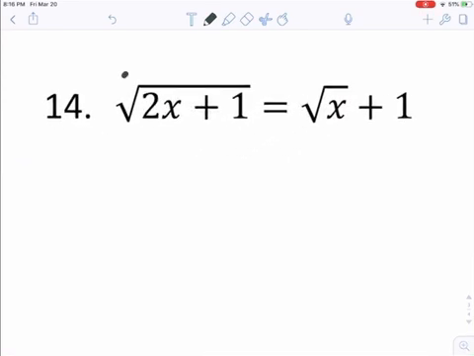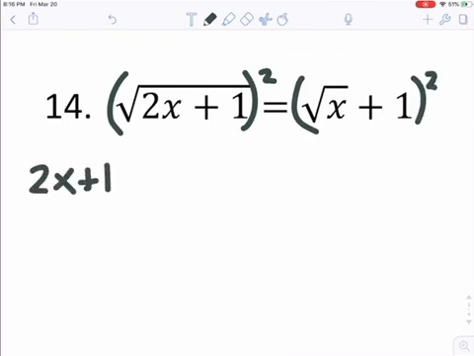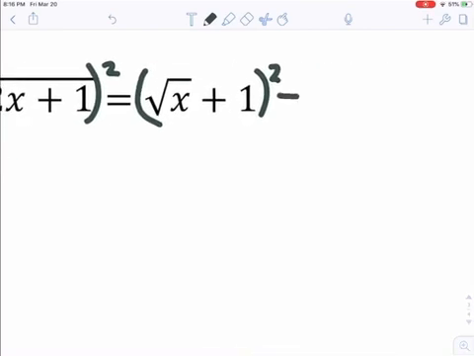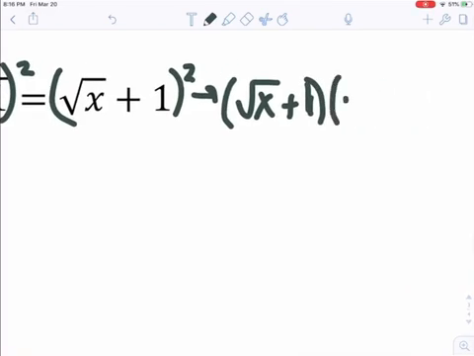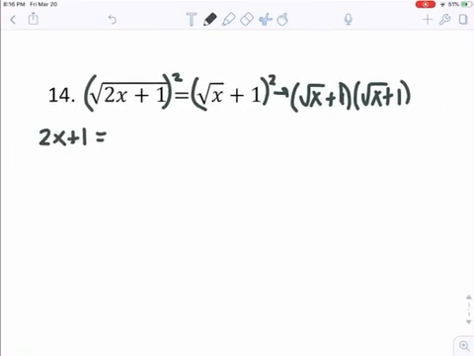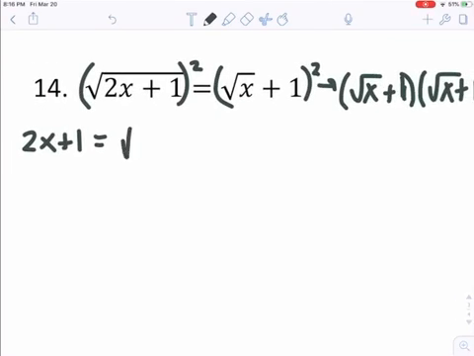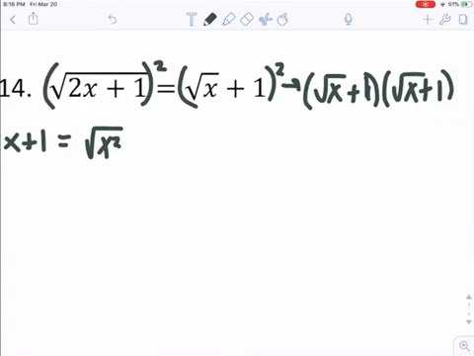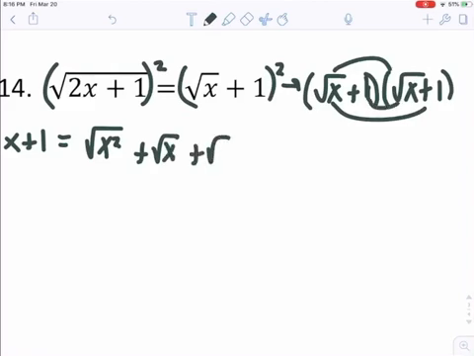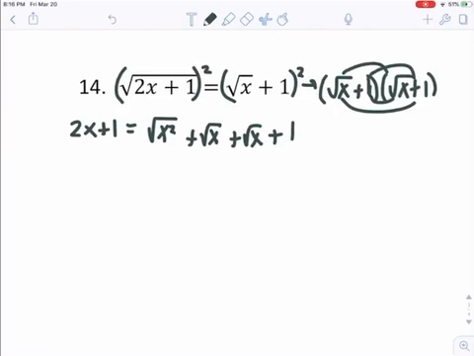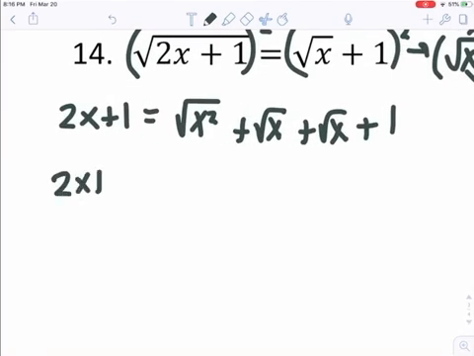I promise. Okay, so this one's already isolated, so I'm going to square both sides. So I get 2x plus 1 equals, let me just do the long FOIL way for you people who don't like to learn my shortcuts. Okay, so square root of x times the square root of x, that's square root of x squared, so I'm going extra long way, right? Then I get plus x plus root x plus 1. Okay, keep simplifying. 2x plus 1 equals x, because the square root of x squared is just x.